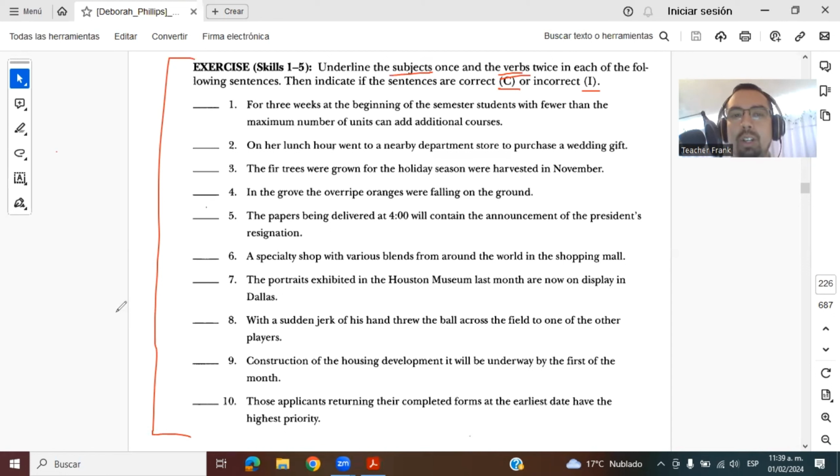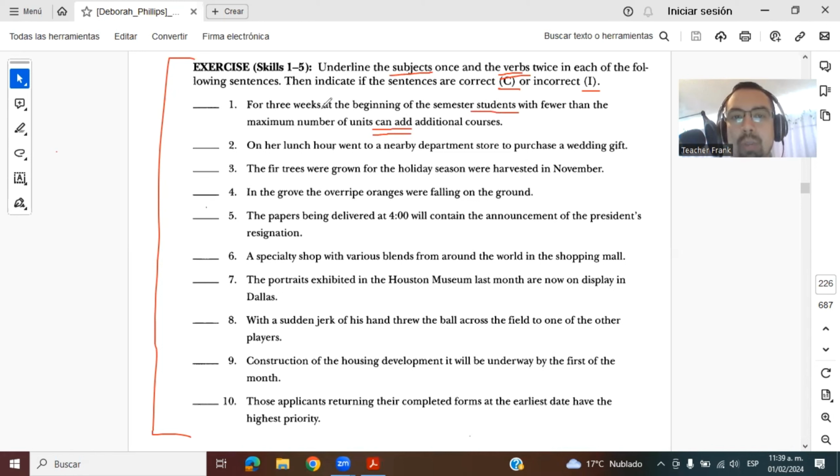Okay, very good. So let's see. Number 1 says, for 3 weeks at the beginning of the semester, students with fewer than the maximum number of units can add additional courses. Wow, that's TOEFL. TOEFL will have sentences this long, but you have to figure out where the verb is. So here the verb is can add. And if we ask who or what can add additional courses, students.